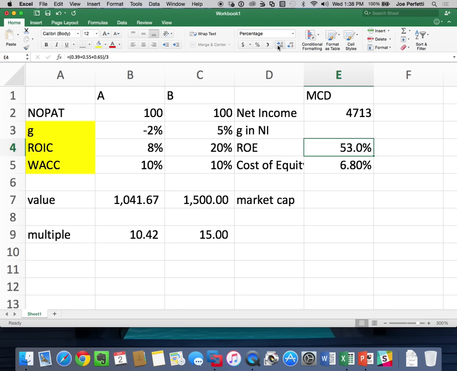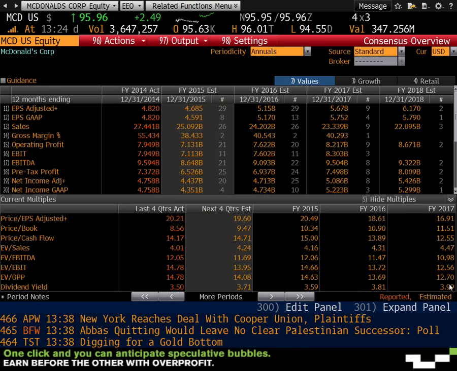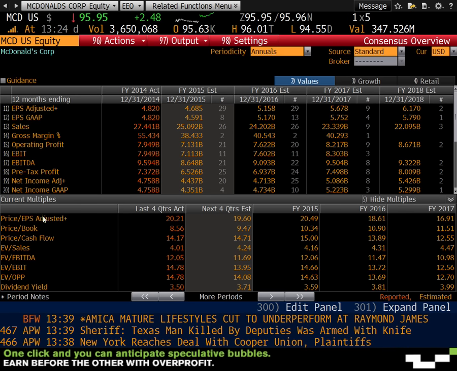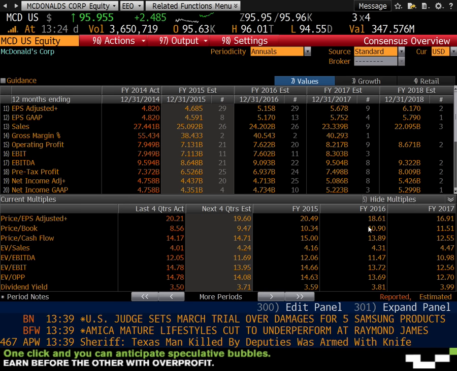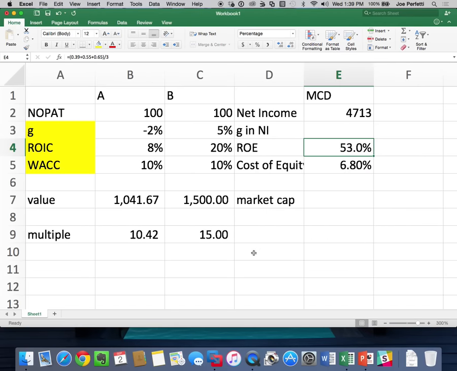I want something that's representative of McDonald's going forward. I don't know if they're going to stay in the 60s, so I'm just going to say the 3-year average is a starting point. Okay? Everyone with me so far? Now, back to this screen. Instead of minimizing, down here, Bloomberg is calculating, based on the current stock price of McDonald's, a forward PE. So in fiscal year 2016, the PE, price to adjusted earnings, right now is 18.61. Everybody see that?